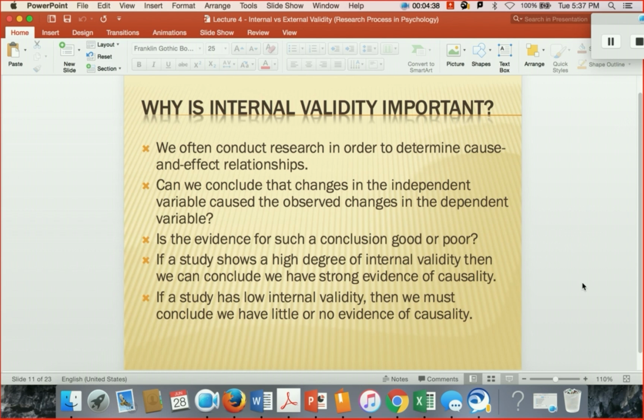So we want to have good conclusions. We don't want to have poor conclusions, because if we have conclusions that are not necessarily valid, why is that so important to me? Why do I not want to have poor conclusions or non-valid conclusions? Your research wouldn't be good. Okay. What else?